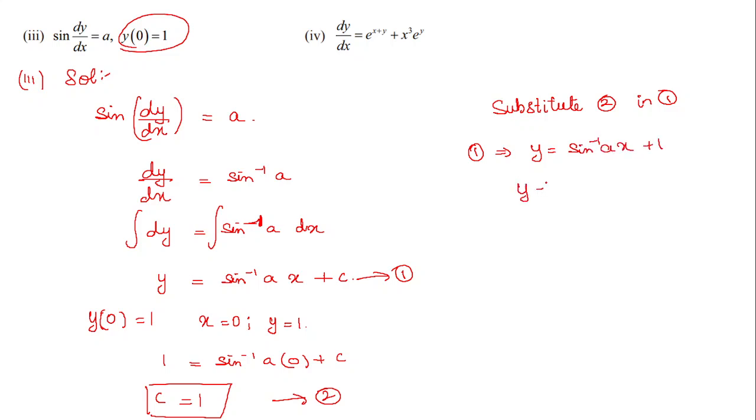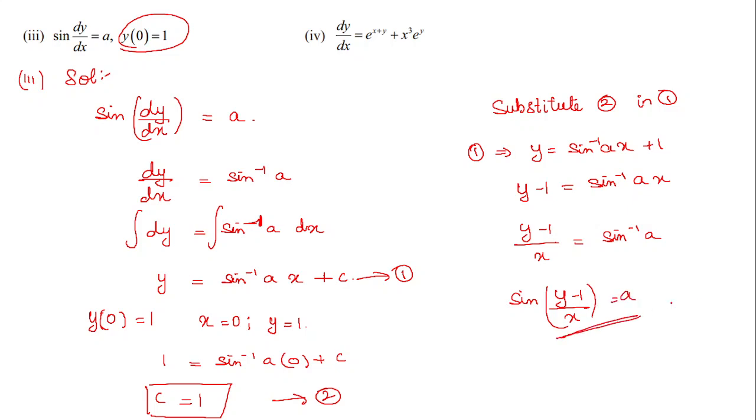So we'll have y minus 1 is equal to sin inverse of ax. We need sin, okay? So y minus 1 by x is equal to sin inverse of a. So bringing sin to this side, we will get sin of y minus 1 by x is equal to a. This is the required equation.